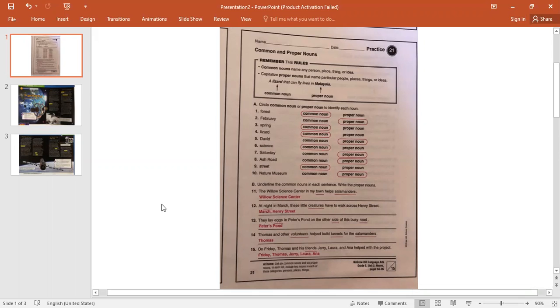And number 15, on Friday, Thomas and his friends Jerry, Laura, and Anna helped with the project. We're going to underline friends. And there's a mistake here. We should also underline project because this is a common noun as well. And on the line, we're going to write the proper nouns Friday, Thomas, Jerry, Laura, and Anna.